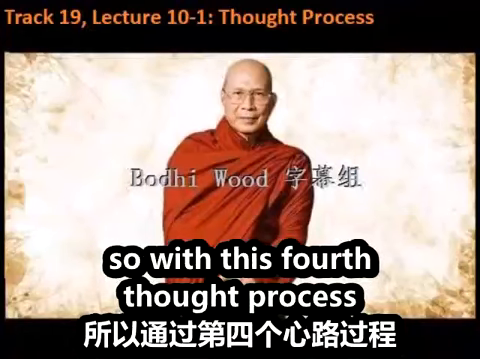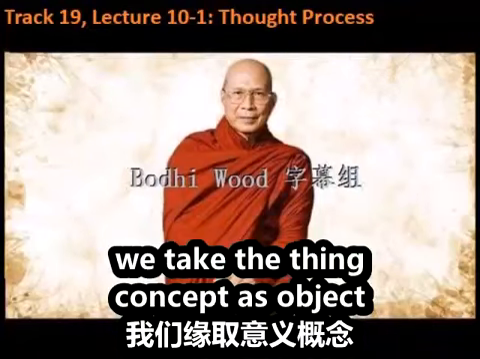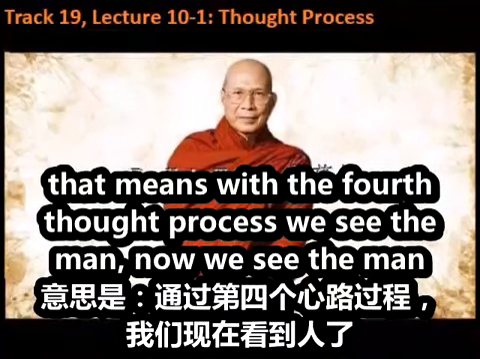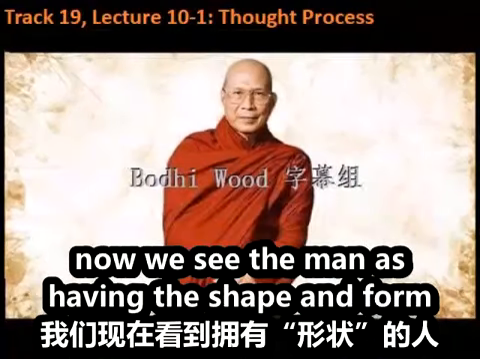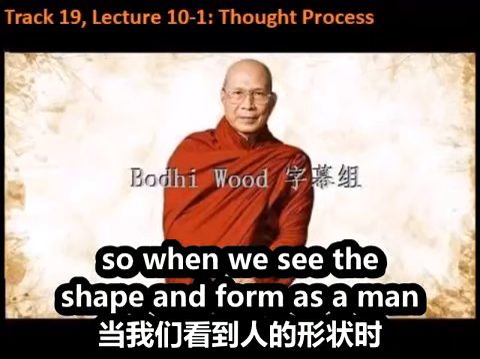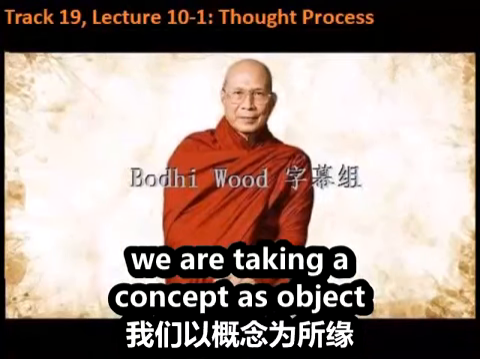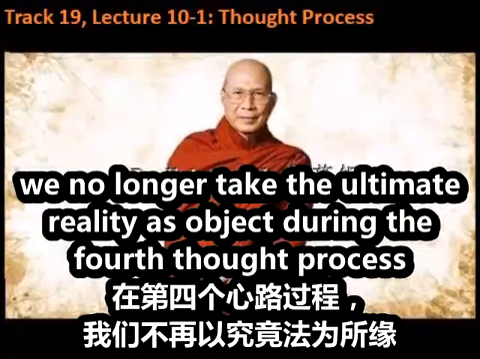So with this fourth thought process, we take the thing concept as object. That means with the fourth thought process, we see the man. Now we see the man. Now we see the man as having shape and form. So when we see the shape and form as a man, we are taking a concept as object. We no longer take the ultimate reality as object during the fourth thought process.